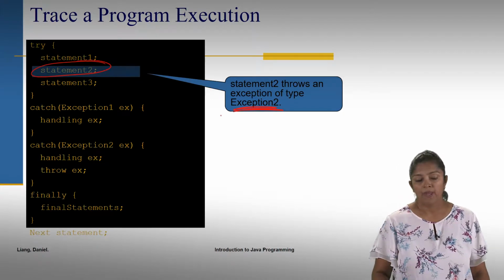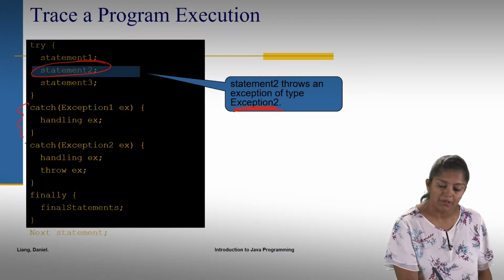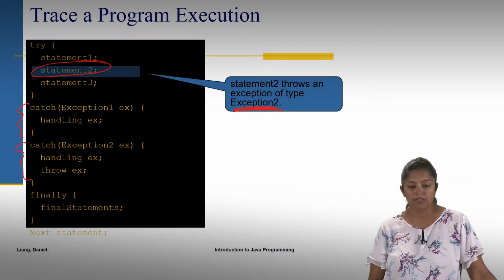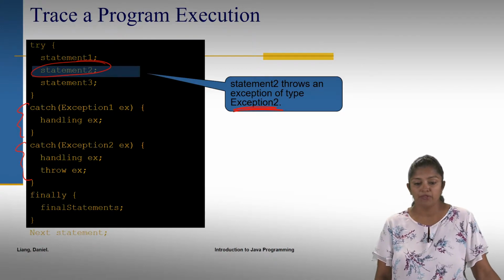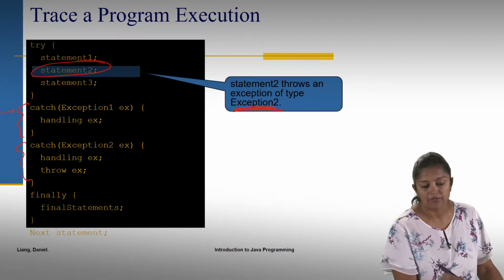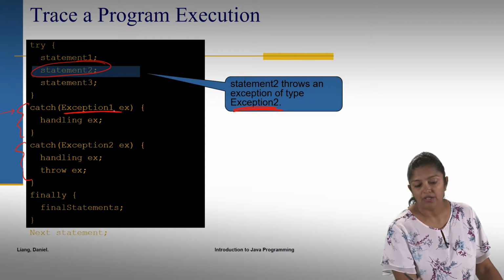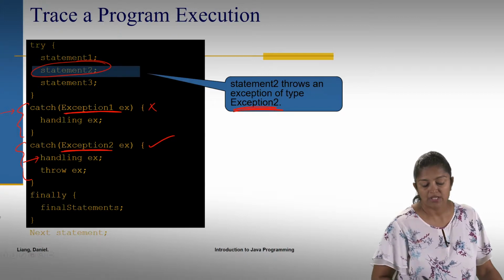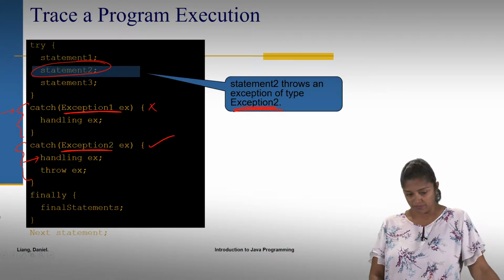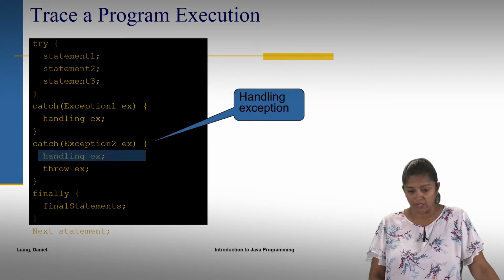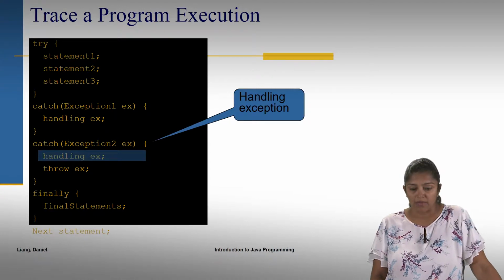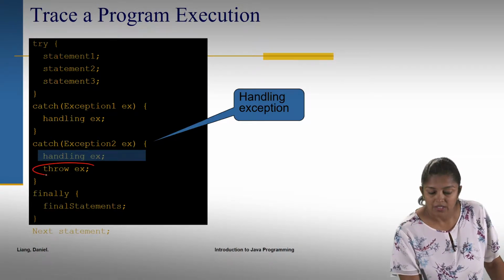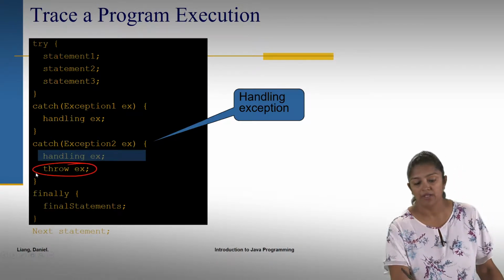Now here's another case where an exception occurs in statement 2 and it is of type exception 2. In this case, you see we have multiple catch blocks that are to handle the different exceptions. So because it's of type 2, we're going to start with the first one. We'll try to match here, it doesn't match, and we try to match here, it matches. So it will basically handle the exception. It will execute the handling EX statement, and then after that you see that there is a throw statement. So that's a rethrow basically.